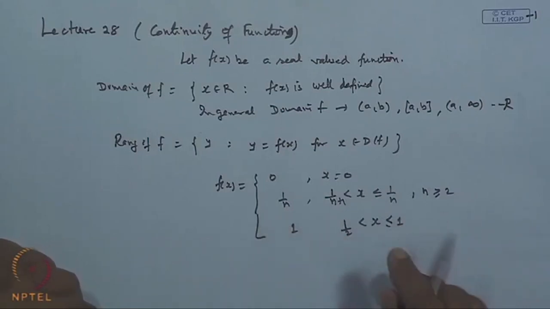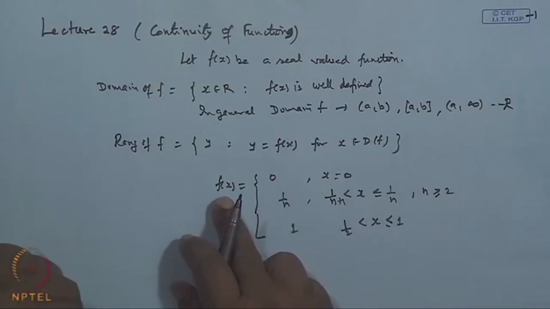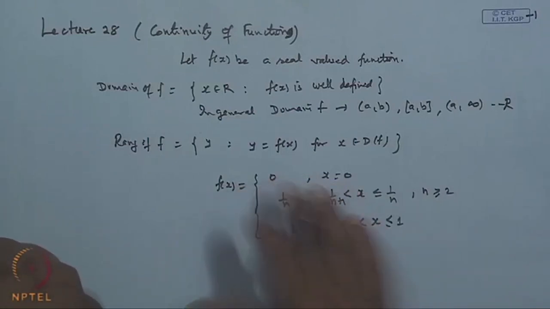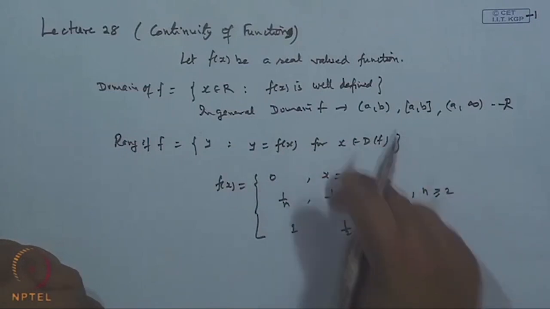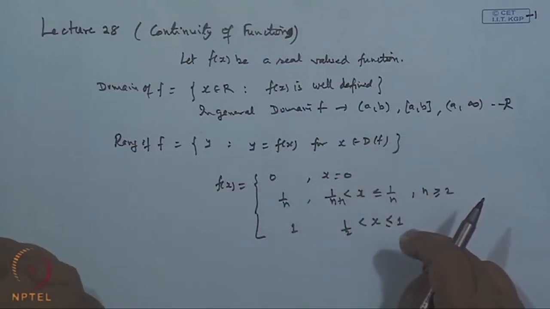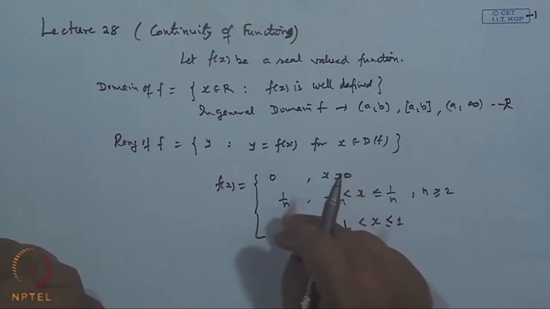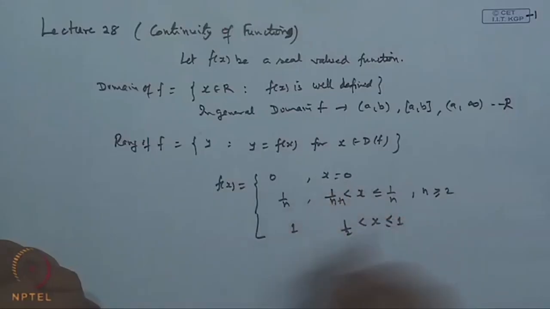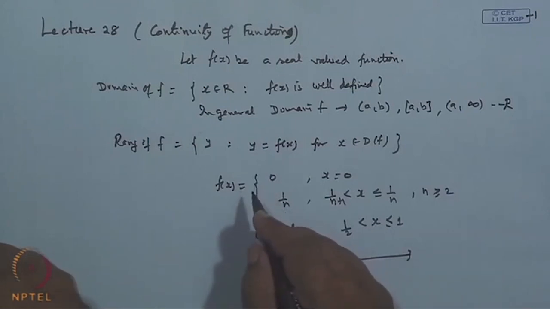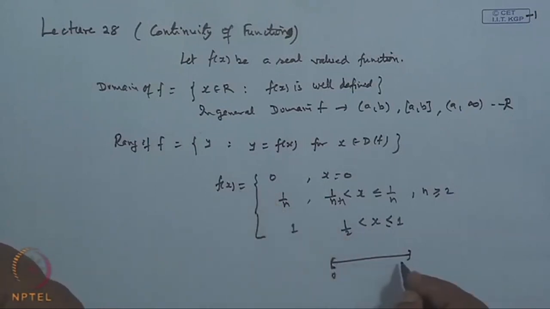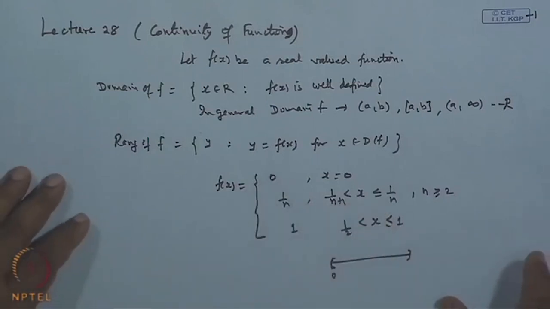So, this is also a way of defining a function. A function may take up this type of form, where the domain of definition is from 0 to 1, but it is not the same function over the interval. What we have here is, over these several parts of the interval [0, 1], a different form of f at different points or even at different subintervals like this.